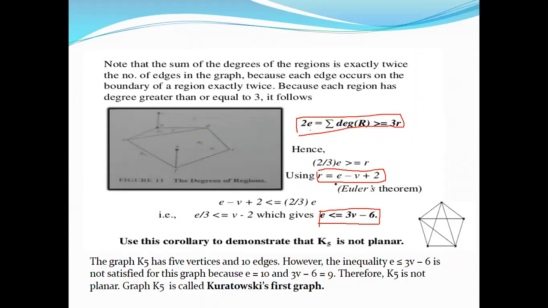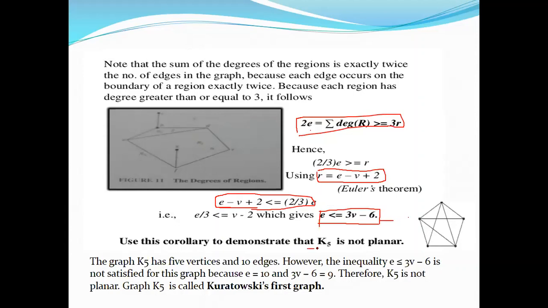Now if we substitute this result, where R is equal to E minus V plus 2, into R less than or equal to 2 by 3 E, the value of R is E minus V plus 2. Now R is removed, so there is no dependence on R. So E by 3 is less than or equal to V minus 2. And finally we get this wonderful result: E is less than or equal to 3V minus 6.